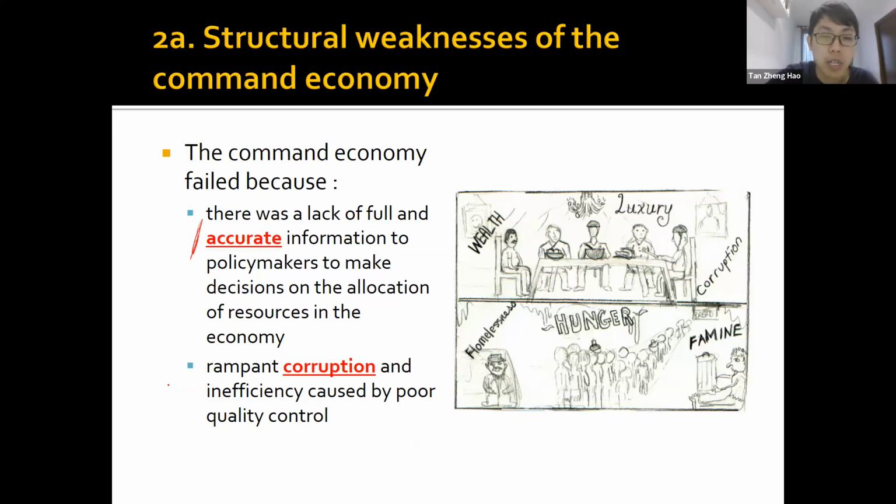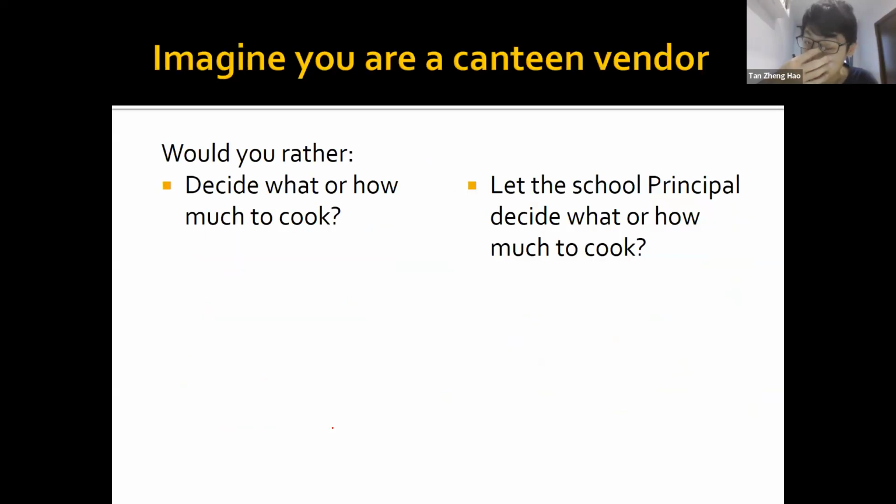And there was a lot of corruption leading to a lot of inefficiency and poor quality control. Let me give you an analogy. Imagine you're a canteen vendor. You do business at the canteen, you sell food. Is it better to let the canteen vendor decide what to sell and how much to sell, or to let maybe the school principal decide? Most of you will obviously be thinking, let the canteen vendor do it, because the vendor knows his or her stuff. What would the principal know about what to cook and how much to cook when he or she is not there at the canteen, doesn't know what the business is like, doesn't know what customers like?